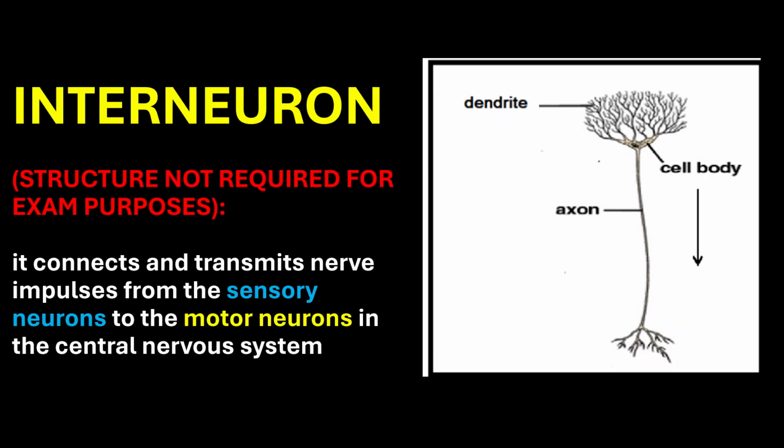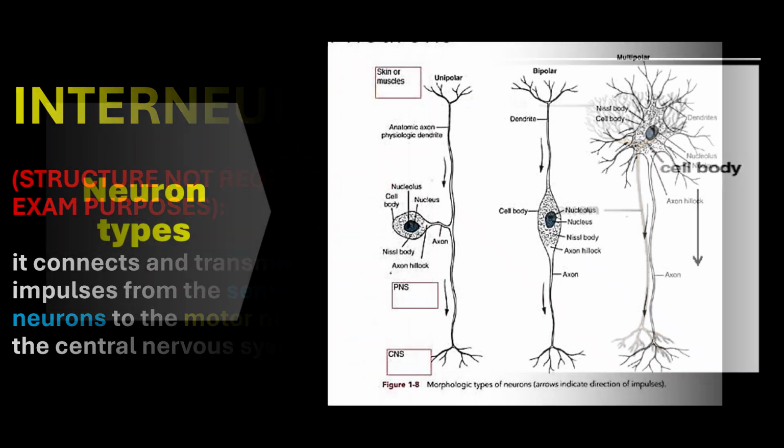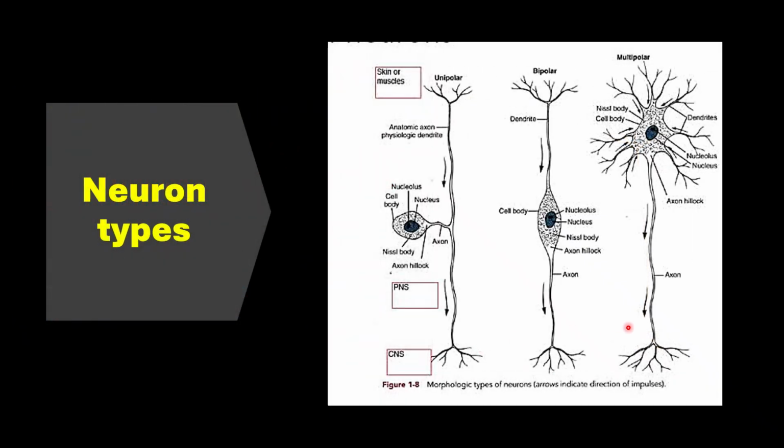Then we go on to the third neuron, which is not required for examination purposes in terms of structure. You have to know only the functions. What it does is that it connects and transmits nerve impulses from the sensory to the motor neuron in the nervous system. So here are the three neurons. That is a sensory neuron, that is the interneuron, and that is the motor neuron. They all follow in that order.